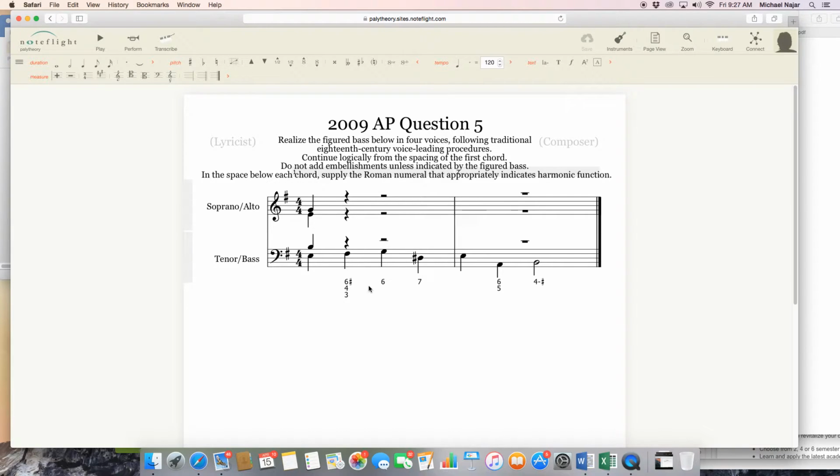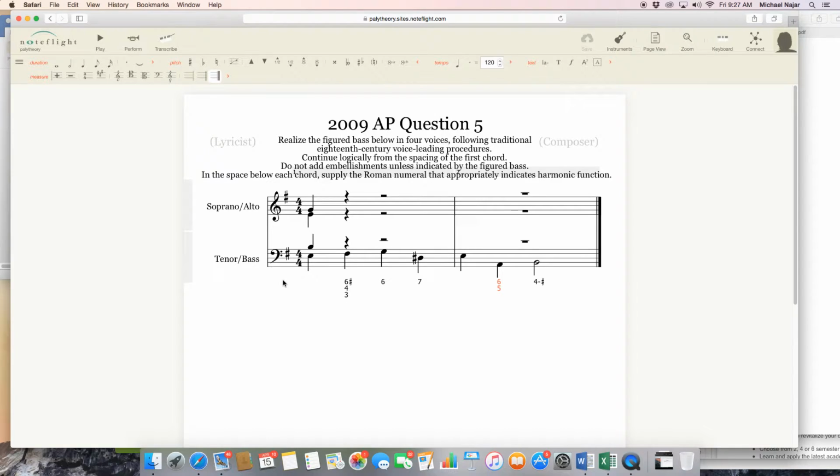So this is figured bass, what you see below here. This is an example of figured bass, and it's telling us what position the chord is in, if it's in root position, first inversion, second inversion, and what type of chord it is.